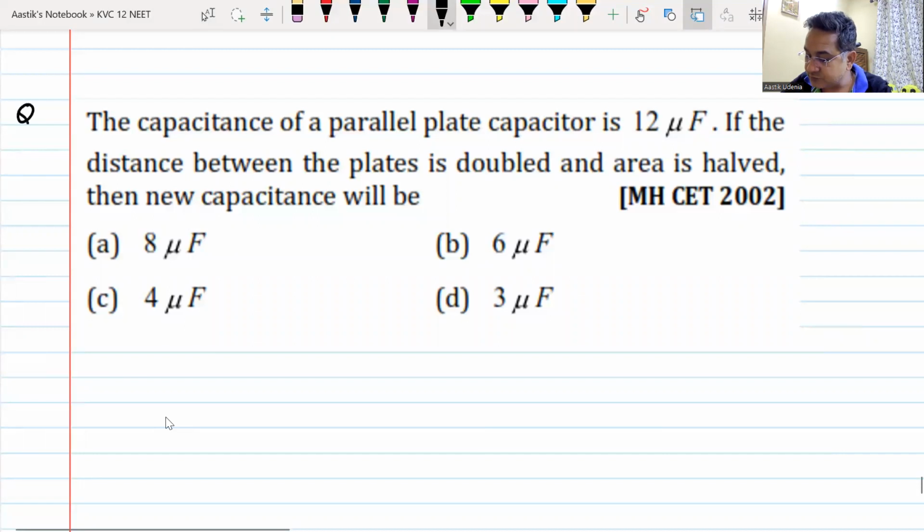Question number 2. The capacitance of a parallel plate capacitor is 12 microfarad. Distance between the plates is doubled and area is halved. What is the new capacitance? What is the answer for this one?